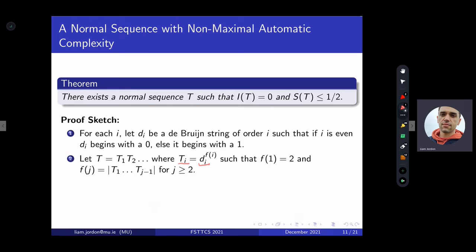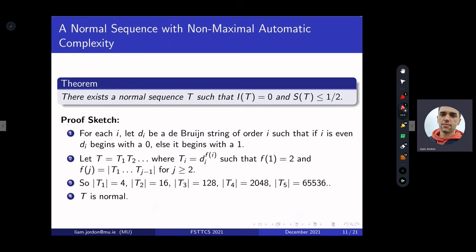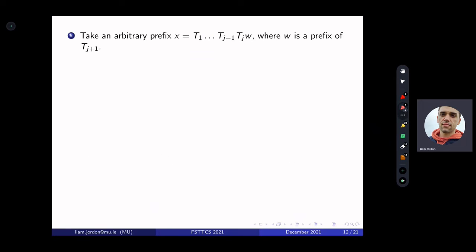to be a De Bruijn string of order i concatenated with itself f(i) times, such that f(1) is equal to 2, and for all j bigger than 2, f(j) is going to equal the length of all the previous zones combined. So as you can see, the length of these zones grows pretty fast. And by the previous theorem, T is going to be normal. So let's calculate the automatic complexity of this sequence.